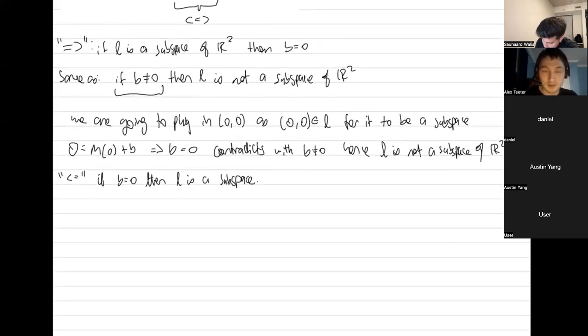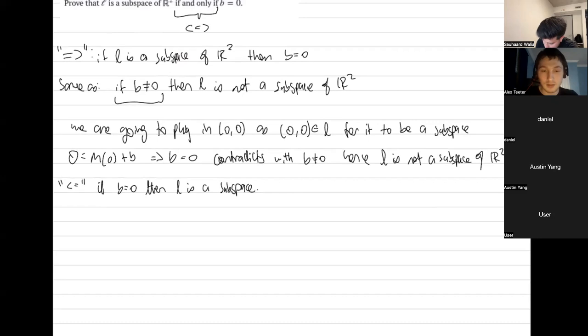What is wrong with b equals 0? Nothing's wrong with b equal to 0. It's just that in this direction, we were assuming that b does not equal 0 to start off with. And if we are seeing that b is equal to 0, then that's a contradiction. Why are we plugging in 0, 0? Because you need 0, 0 to be part of L for it to be a subspace. That's the 0 element, I guess, in that case.